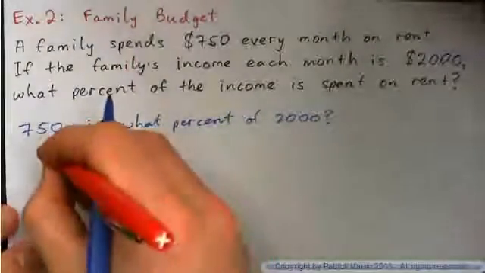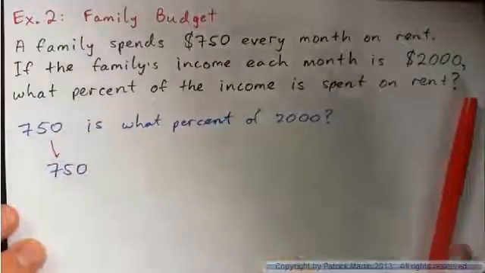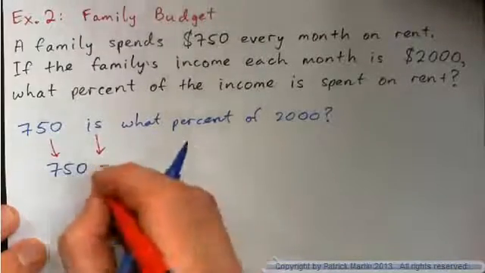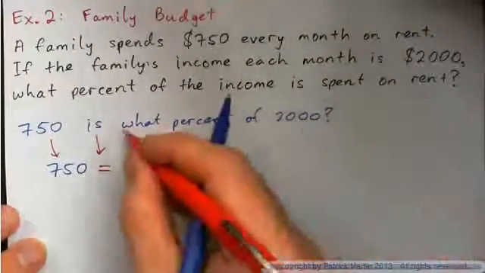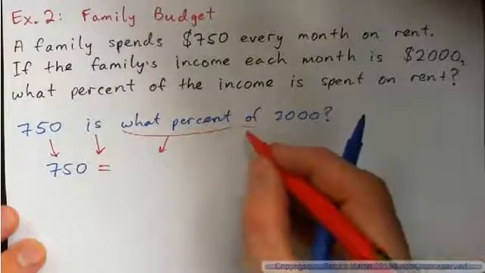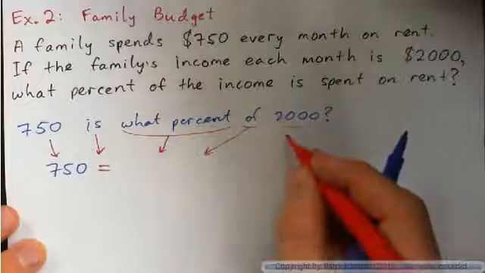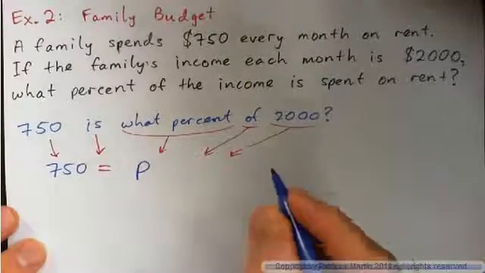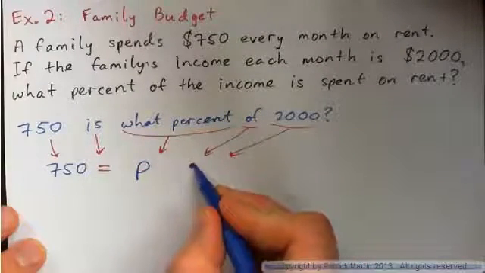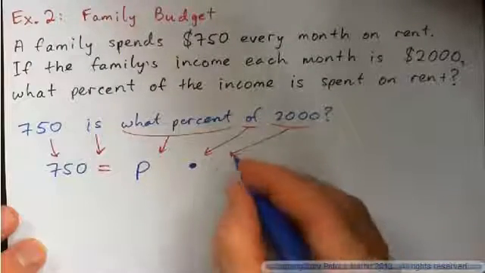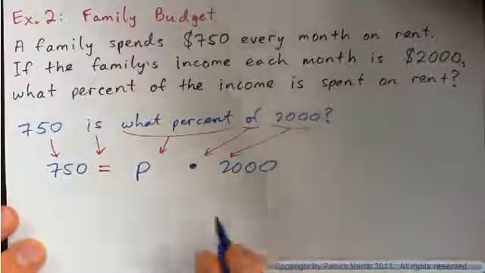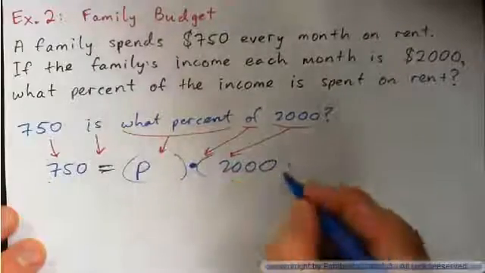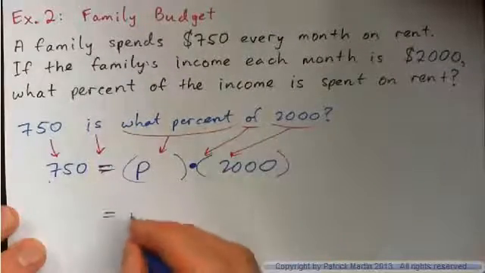So 750 is, how do you write "is" with math language? The word "is" is equals, right? What percent becomes P, and "of" becomes multiplied by 2,000. So we have 750 equals P times 2,000.